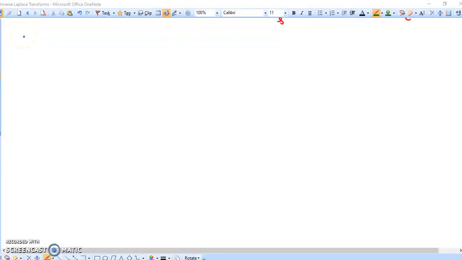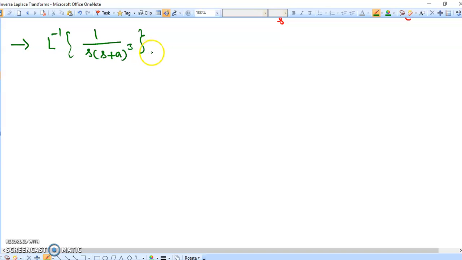Now let us have a few examples on some of the important properties that we have discussed so far. I would like to find the inverse Laplace transform of 1 by s into s plus a whole cube. We can use the partial fractions technique, but once you are thorough with the other properties, we can easily find the inverse Laplace transform without going to the partial fractions technique.